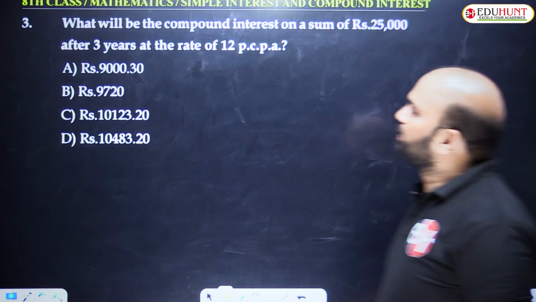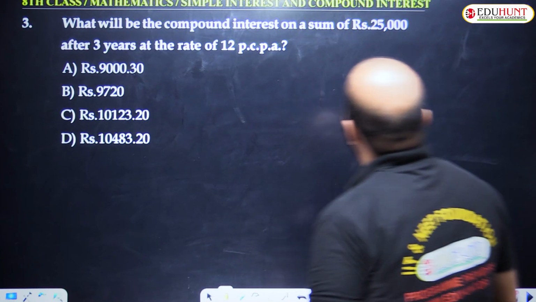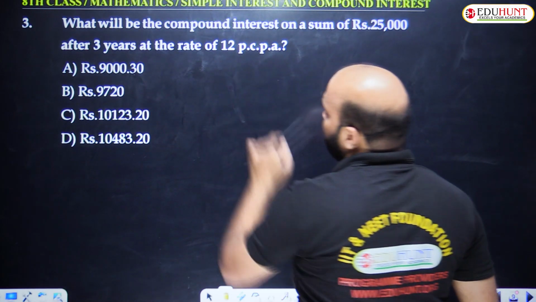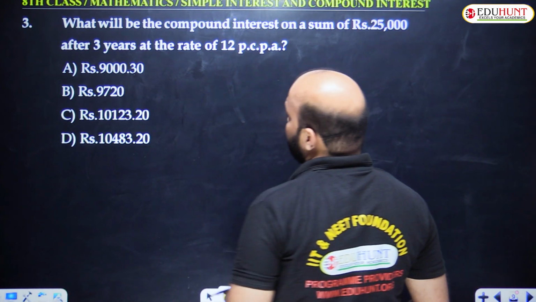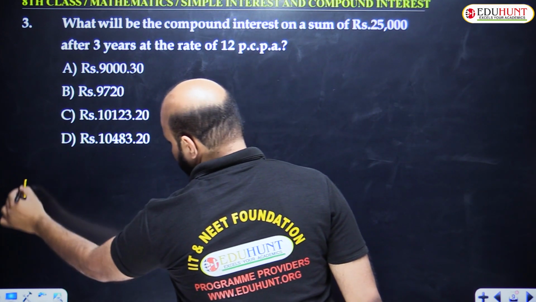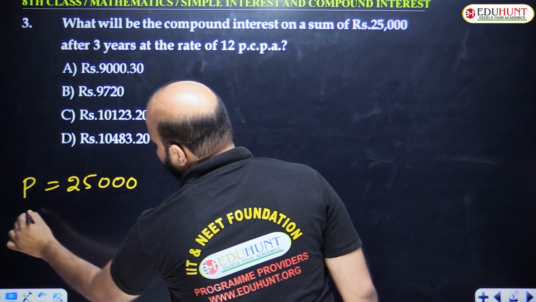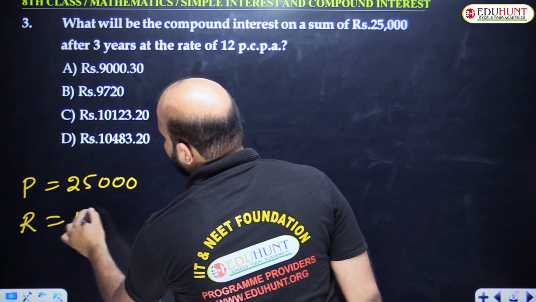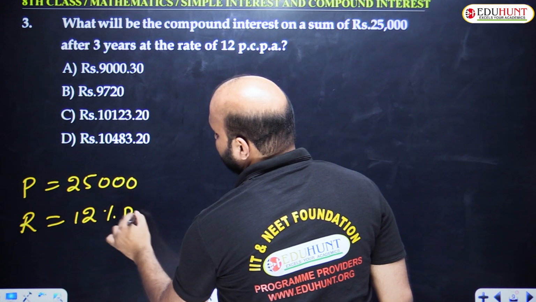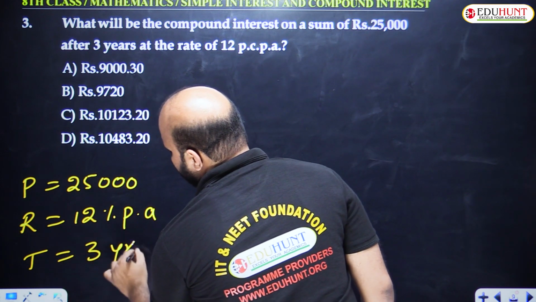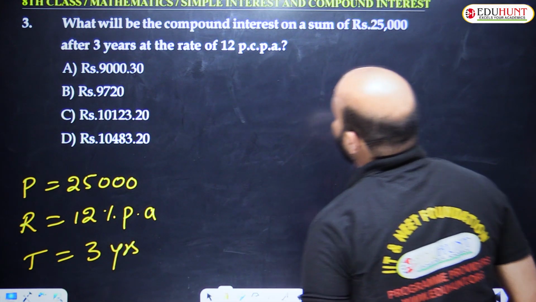Have a look at question number 3. What will be the compound interest on a sum of 25,000 rupees after 3 years at the rate of 12% per annum? So the compound interest is asked finally in that question. Principal given is 25,000 rupees, rate of interest 12% per annum, time 3 years. This is the raw data in that question. But what I am asking is the compound interest.